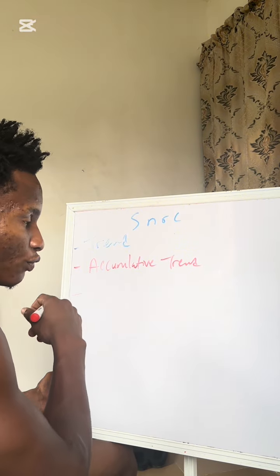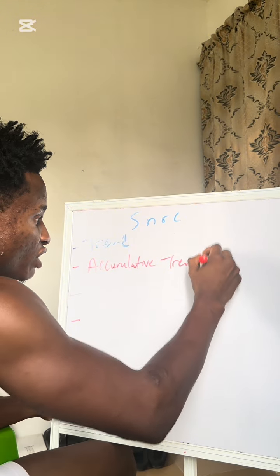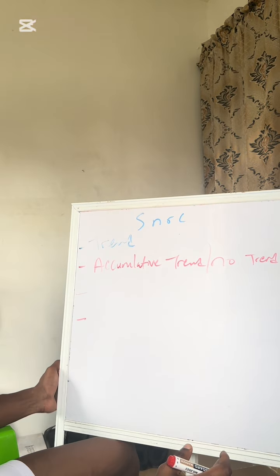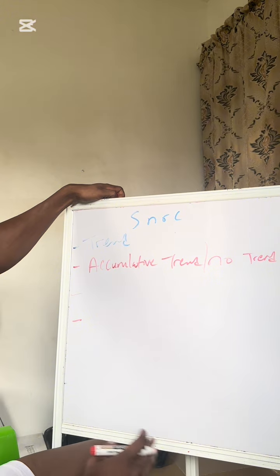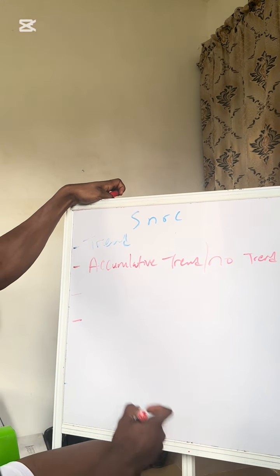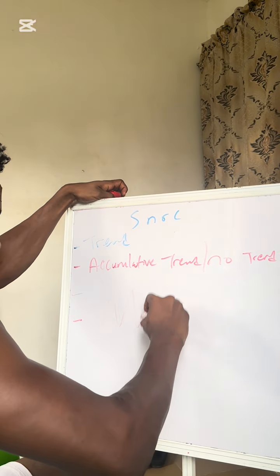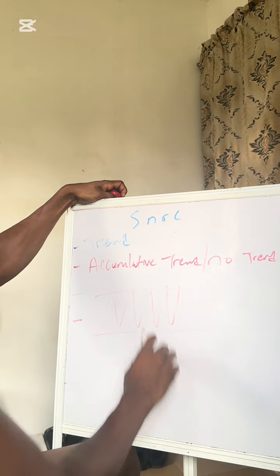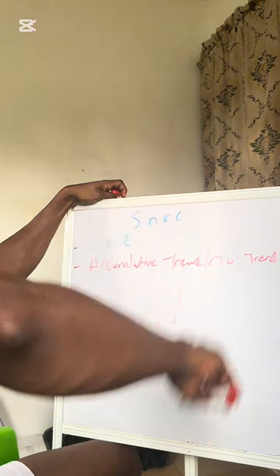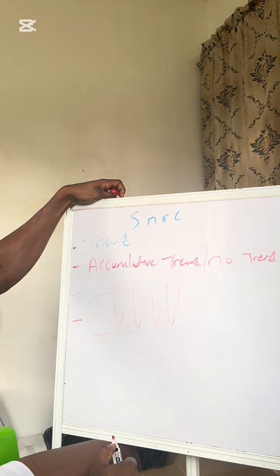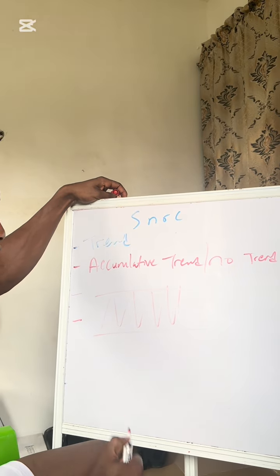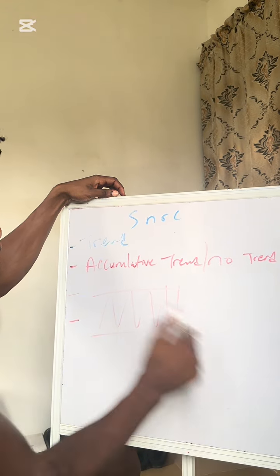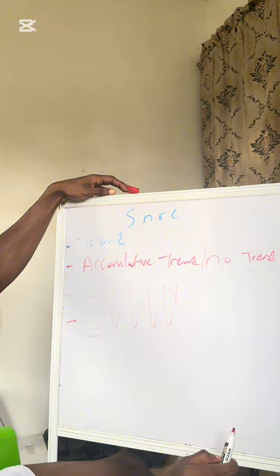Like I said before, it means no trend. Why do I say no trend? Because in this accumulative phase, if you go on the chart, you will frequently see price just ranging from a support to a resistance, support to resistance, support to resistance. That is what we call the accumulative trend. There is no trend there. There is no trade there.